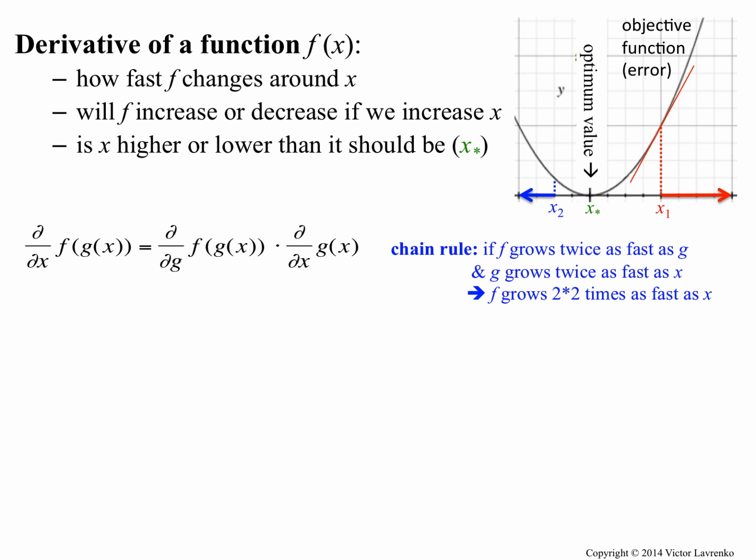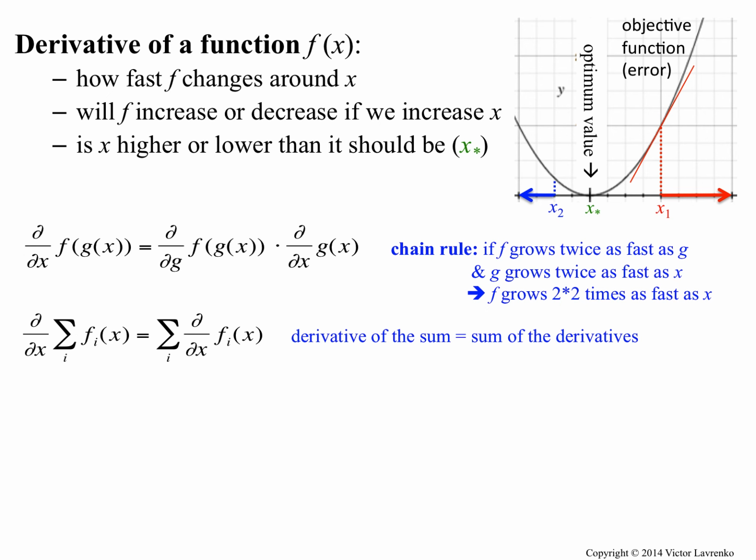Now, some basic rules. Chain rule, right? If you've got the derivative with respect to x of f of g of x, it's just the derivative of f with respect to g times the derivative of g with respect to x. The intuition is, if f grows a certain number of times faster than g, and g grows, say, twice as fast as x, then you know how quickly f grows as a function of x. So that's the chain rule, and that's the basic thing that we'll need for the algorithm on the next slide.